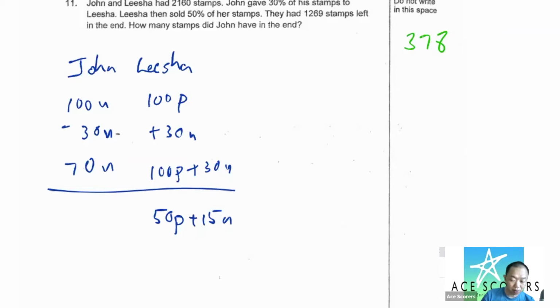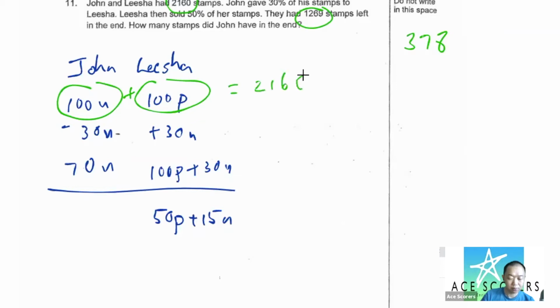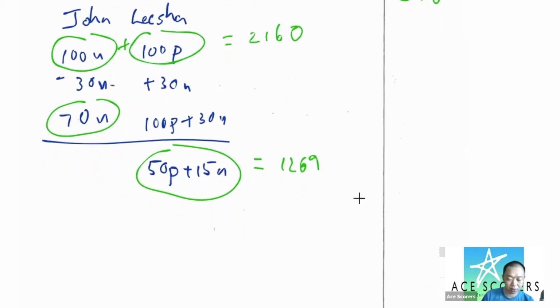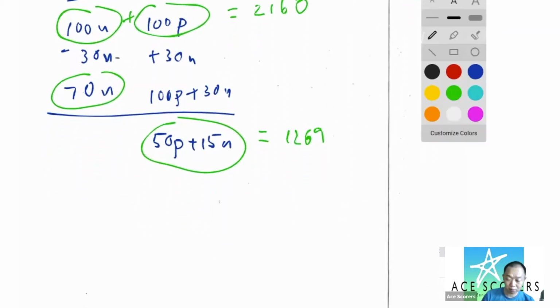Now we've got two numbers, 2160 and 1296. If I take 100U plus 100 parts, it is equal to 2160. If I take 70U plus 50 parts plus 15U, it is equal to 1269. Okay, complicated units and parts are set up already. So let me write it out so I can see it clearly.